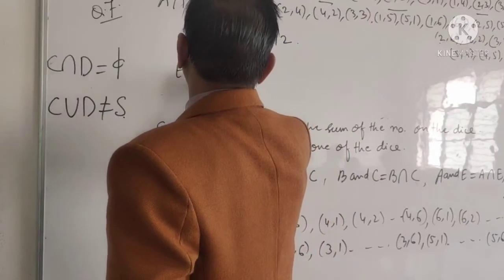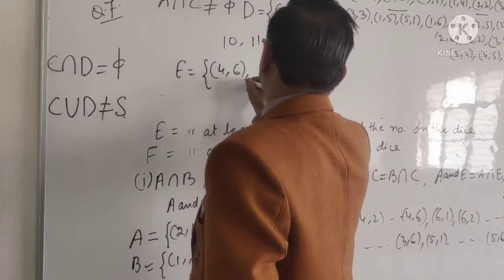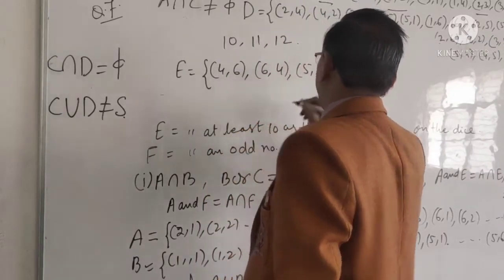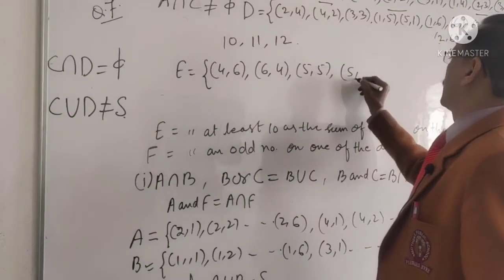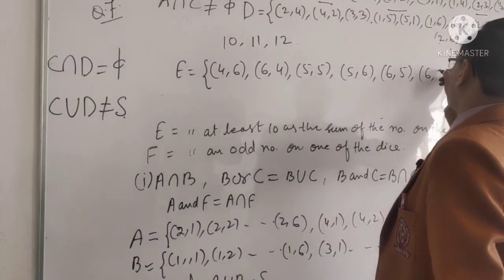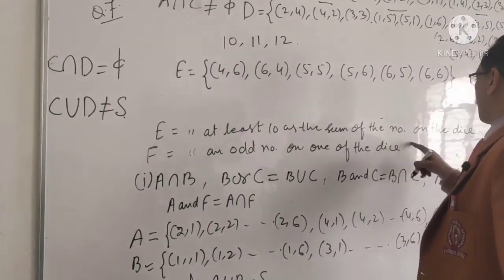So, E equal to, let's frame 10. 10 means 4,6; 6,4; 5,5. Then sum is 11: 5,6; 6,5. Then 6,6. Right? Sum on the top.